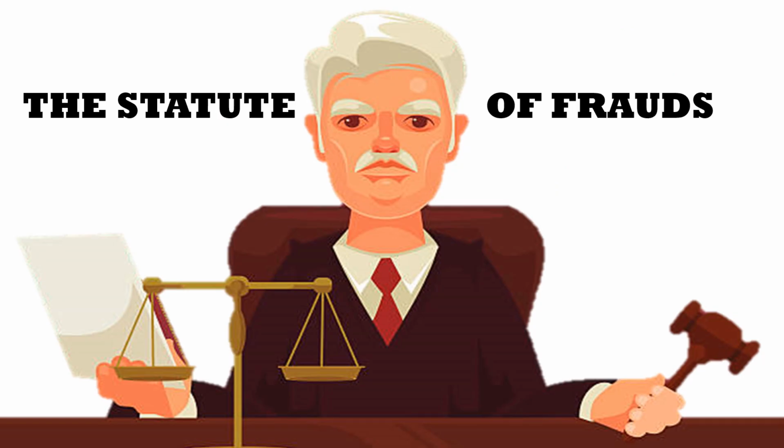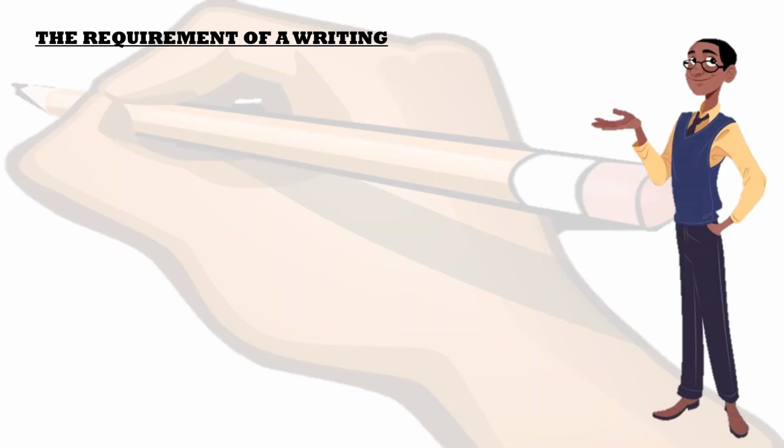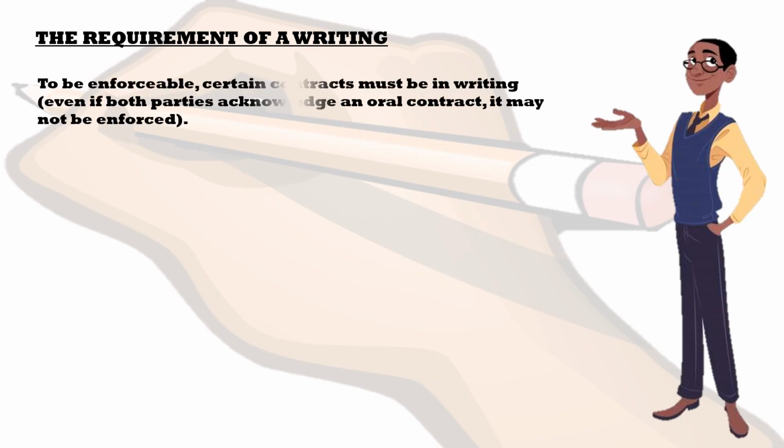We now move to the second defense to the enforcement of an otherwise valid contract, the statute of frauds, also known as the writing requirement for contracts. Now, what is the writing requirement for a contract? It's very simple. To be enforceable, certain kinds of contracts must be in writing. Even if both parties acknowledge an oral contract, it might not be enforceable.